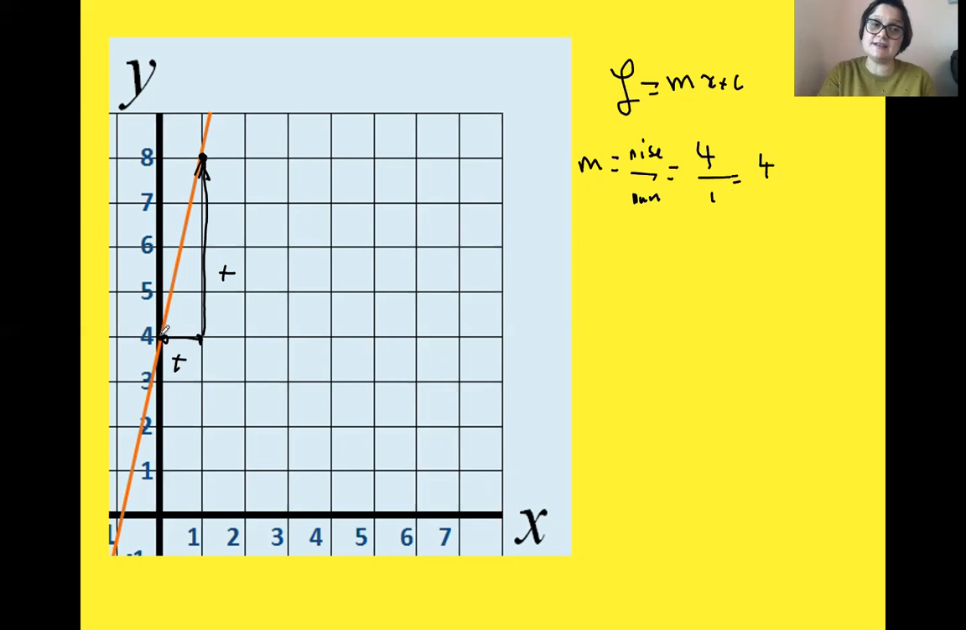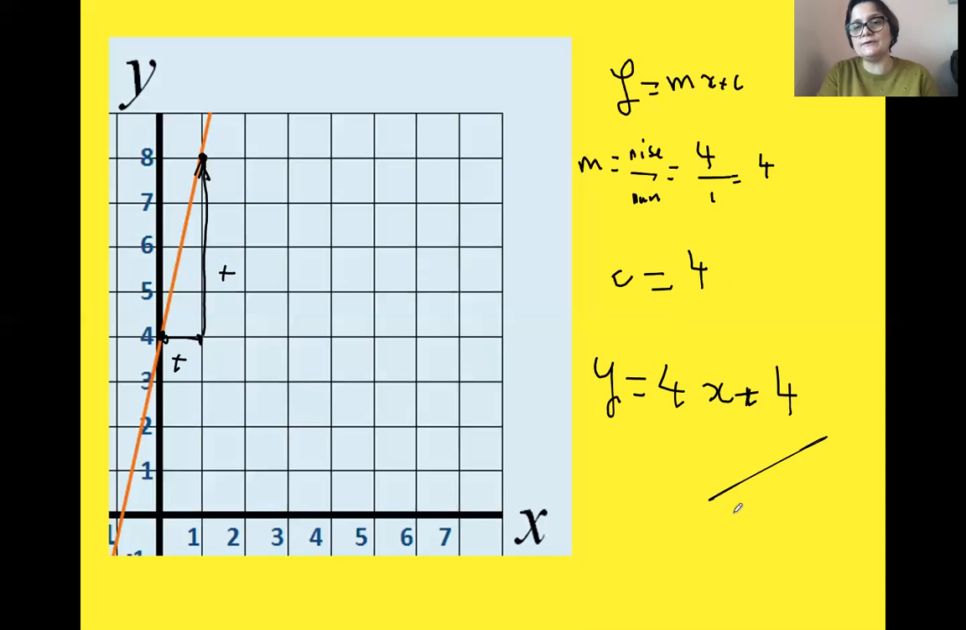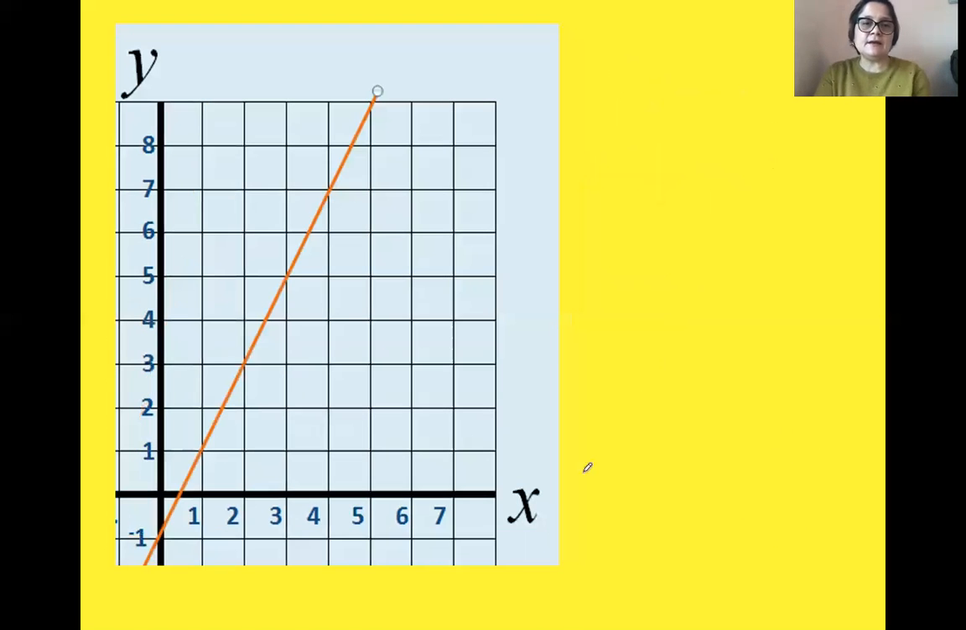And then c is 4, exactly where the straight line crosses the y-axis. So c is 4 as well. And so our equation is going to look like that. So we substitute 4 instead of m, 4x plus, and then c is 4, so 4x plus 4. Right, you can do this equation.